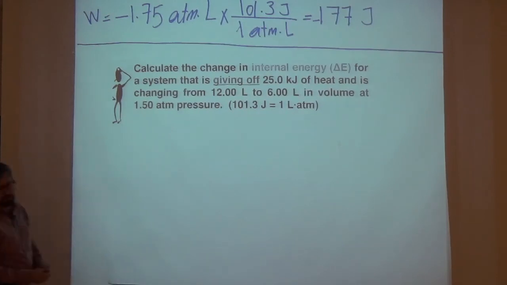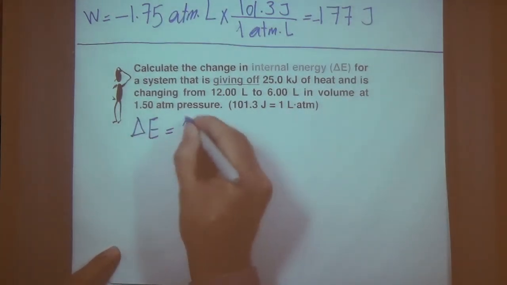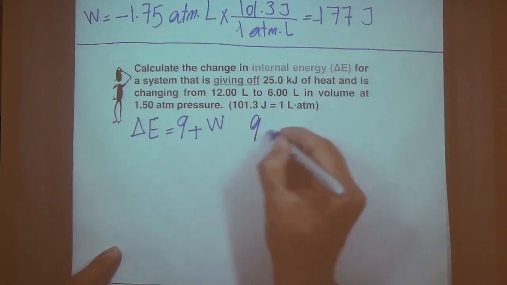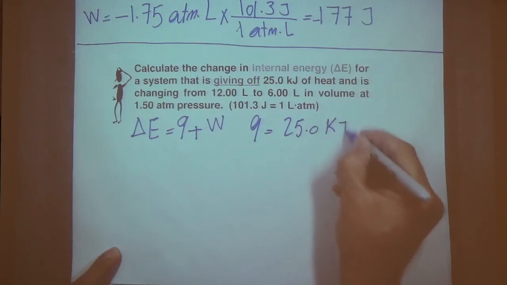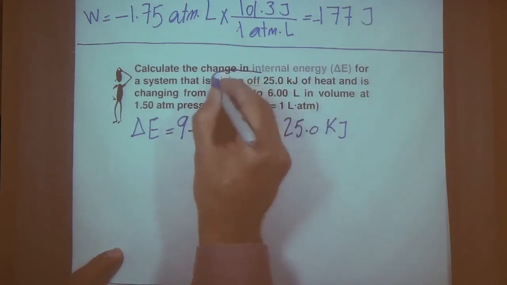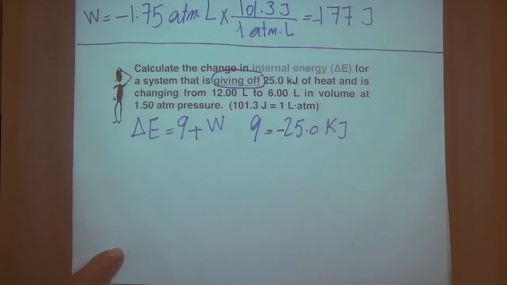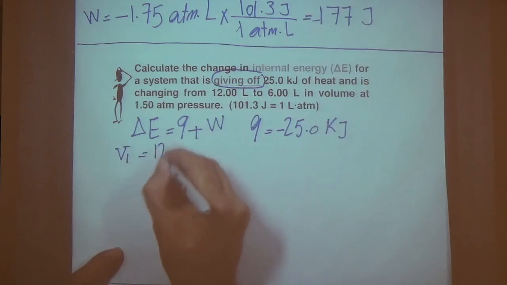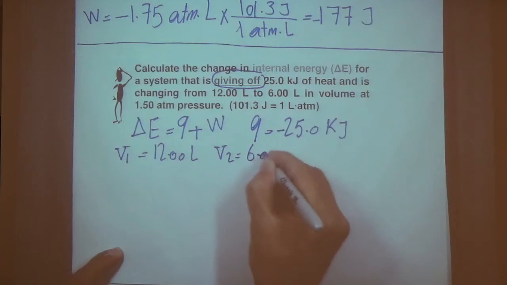I need to say delta E is equal to Q plus work. We do have the Q. Q is equal to 25.0 kilojoule. Now, what's the sign for it? Because it says giving off, I will say minus. Next thing, initial volume is equal to 12 liter. Final volume is 6 liter.